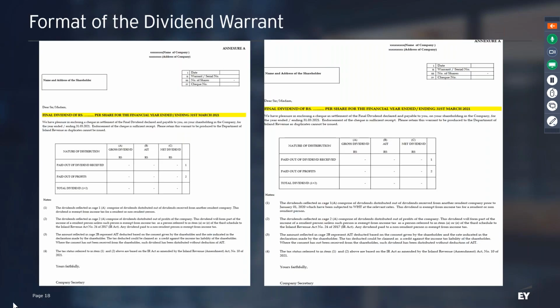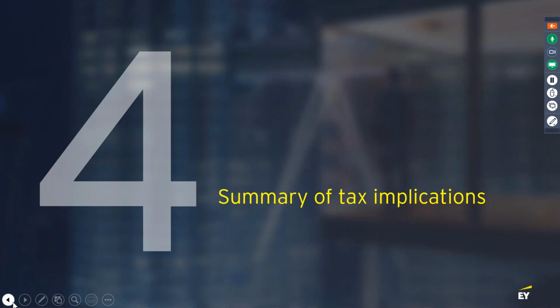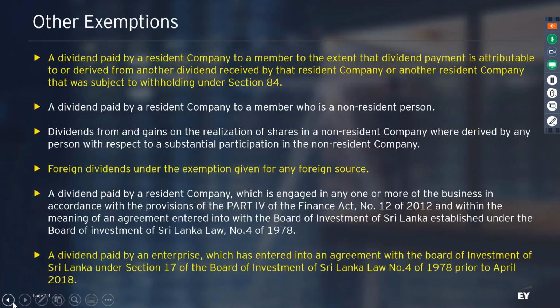And then the last exemption is a dividend paid by an enterprise which has entered into an agreement with the Board of Investment of Sri Lanka that we have already discussed under Section 17 of the Board of Investment of Sri Lanka law prior to April 2018. So this one, the exemption is coming through the transitional provisions. I think in our next income tax sessions they will describe the transitional provisions and everything. So if those BOI companies are still enjoying the tax exemption under the same agreement, then if they declare dividend, such dividend is exempt in the hands of the recipient.